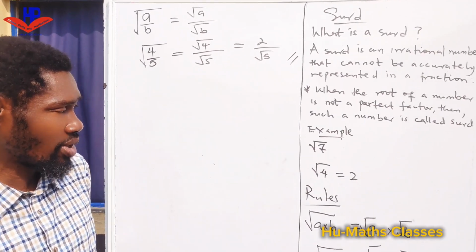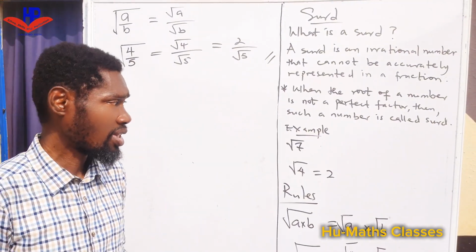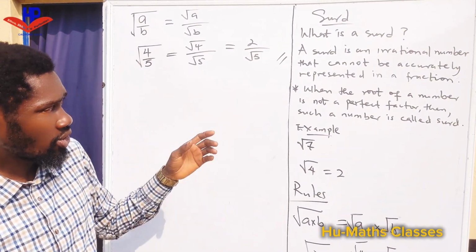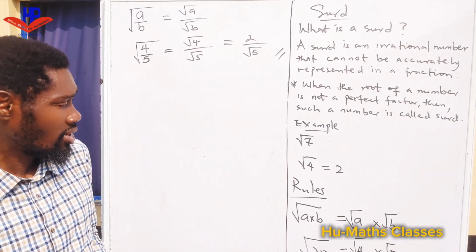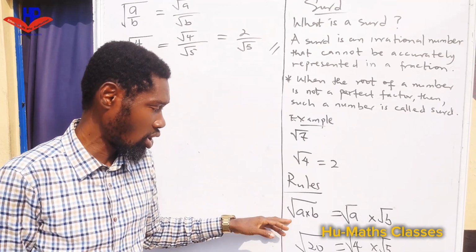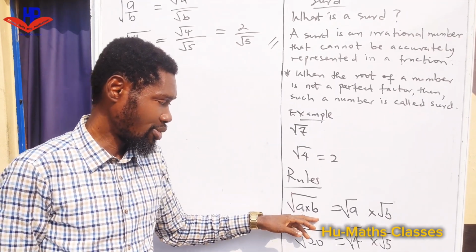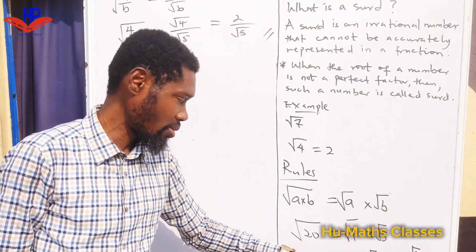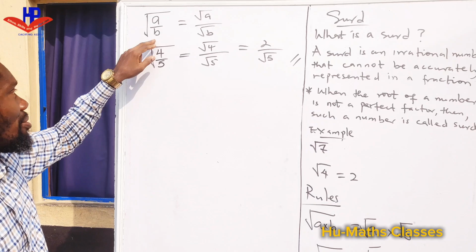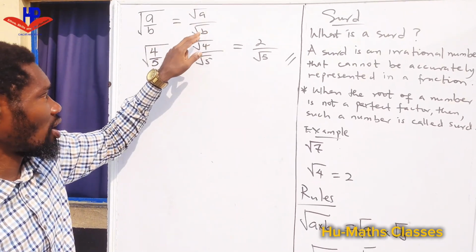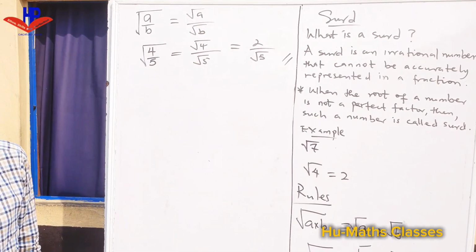A sod, I said, when a number has no perfect root, that number is called a sod. Or I said the sod is an irrational number that cannot be accurately represented as a fraction. And I've given us the rules of sod. Rule 1, root a times b can be written as root a times root b. And I gave us an example there. Root a divided by b can be written as root a over root b. And I've given us a good example to explain that.